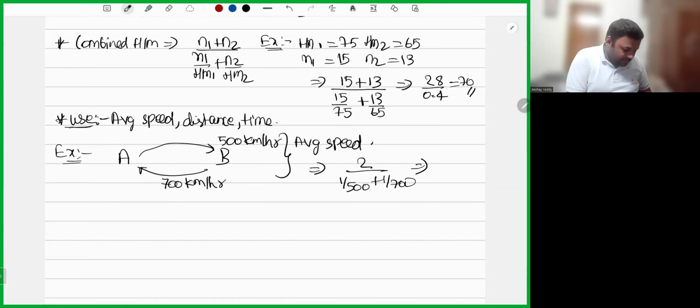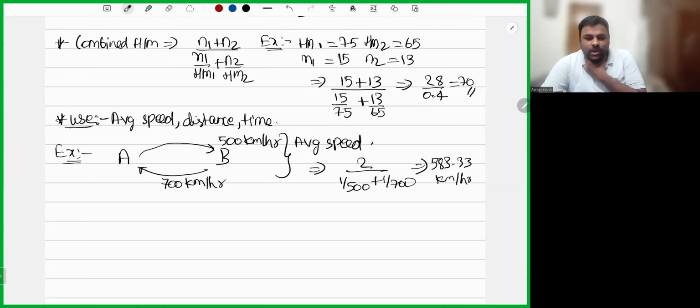Let's do it in a calculator. 1 divided by 500 plus 1 divided by 700, then 2 divided by that, equals 583.33 kilometers per hour. So this would be his average speed.